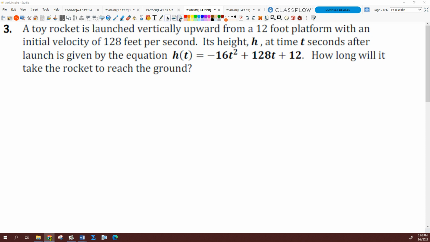Its height h at time t seconds after launch is given by this equation, right? So h of t is the height function. Everybody gets what that does, right? What am I inputting into the function? The time. And what is the function giving back? The height of the rocket as a function of time. At any time, it'll tell me the height, right? We want to know how long will it take the rocket to reach the ground?